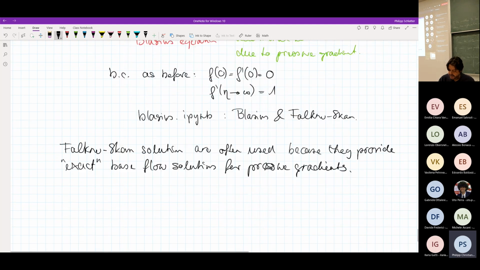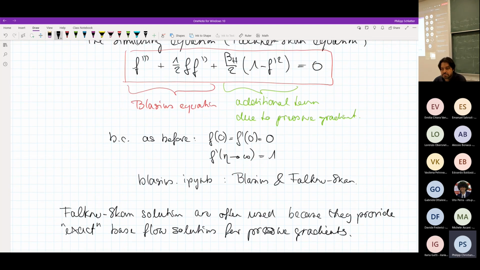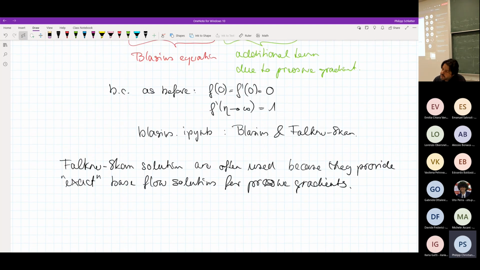Why I'm writing "exact" in quotes is, well, first of all, you still need to calculate the profile numerically as a solution of this ODE. But not only that, these are of course only solutions to the boundary layer equations. It's not Navier-Stokes. It's only solutions to the boundary layer equations. But still, with that in mind, these are exact solutions that you can reproduce, and you have a good reference case for your works.